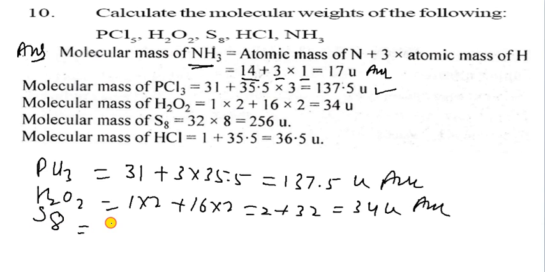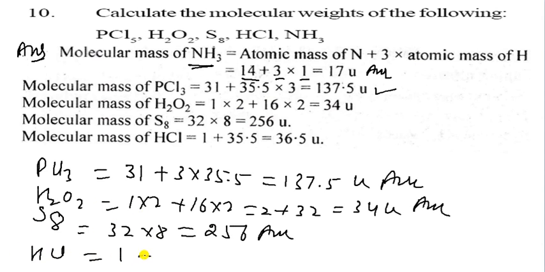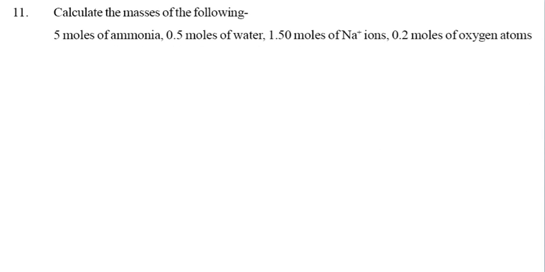Now come to the S8. What will be S8? S8 means sulfur is 32 into 8. When it is multiplied, we get 256, and that will be your answer. Now for the HCl, H is 1, Cl is 35.5, and we get 36.5. So that is your answer. So you have to write very clearly.